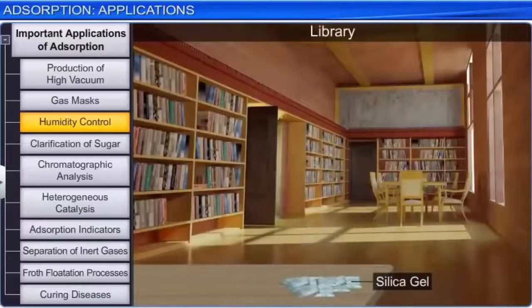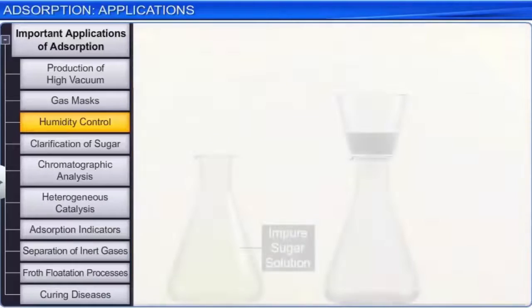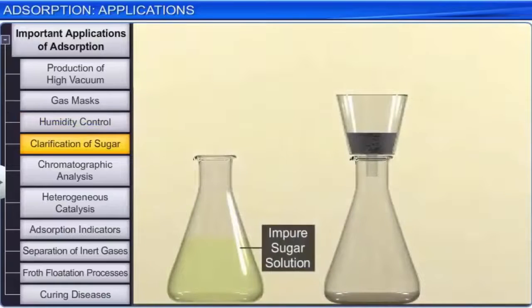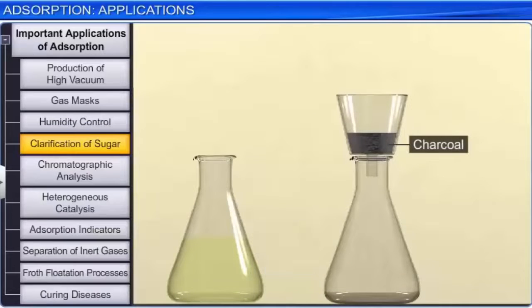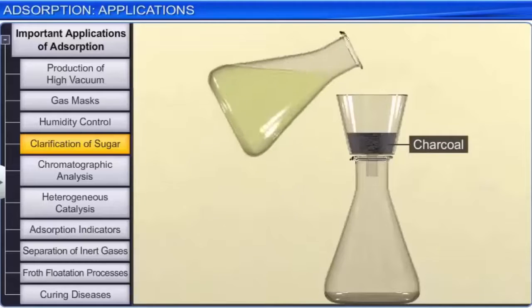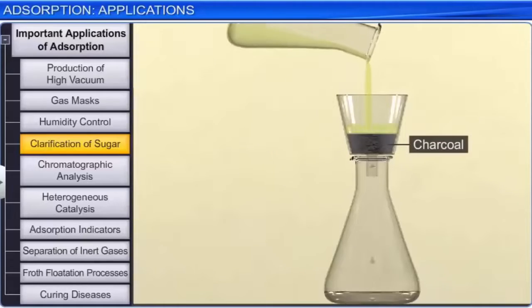An application of adsorption from solutions is the clarification of sugar. Animal charcoal is used to decolorize sugar solution since it adsorbs the coloring materials and carries them with it when separated from the solution, leaving behind a clear solution.